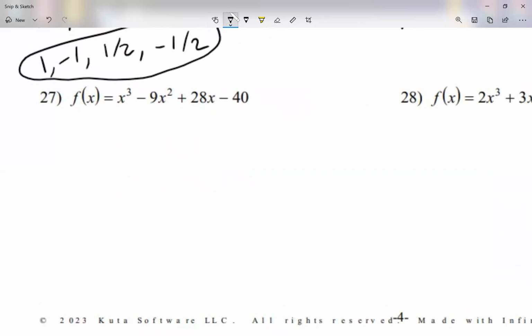Let's take a look at number 27. The factors of 1, well, just 1, right? The factors of 40. Ooh, okay. I can go 1 times 40. I'm going to do a big list here. I could go 2 times 20. 3, I cannot go. But I can go 4 times 10. And I can go 5 times 8. Whoa, so 40 has a lot of factors.